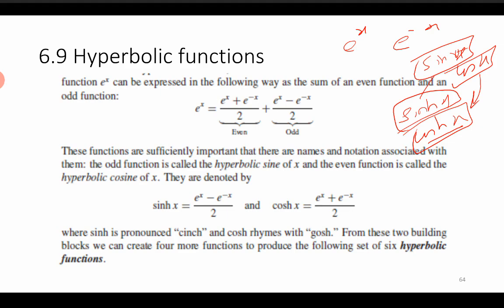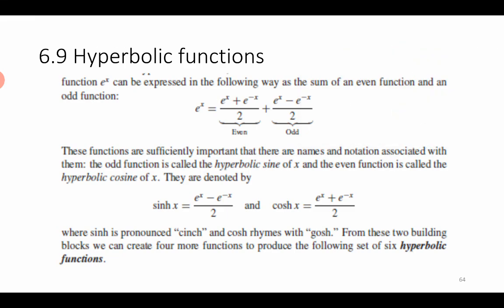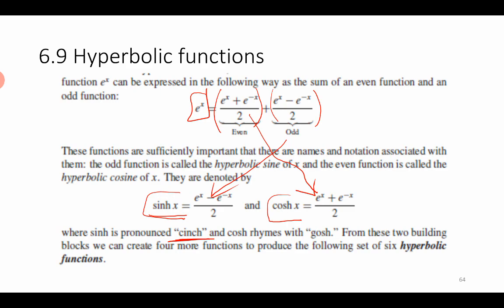See here in this introduction page, e raised to x has been expressed as the sum of two terms. The first term is an even term, the second term is an odd term. We call the even part cosine hyperbolic, and the odd part sine hyperbolic. We read it as sine hyperbolic x or sinh x. This is cosine hyperbolic x or cosh x.